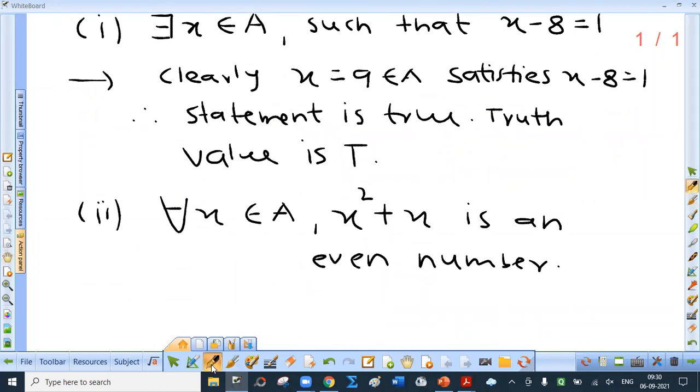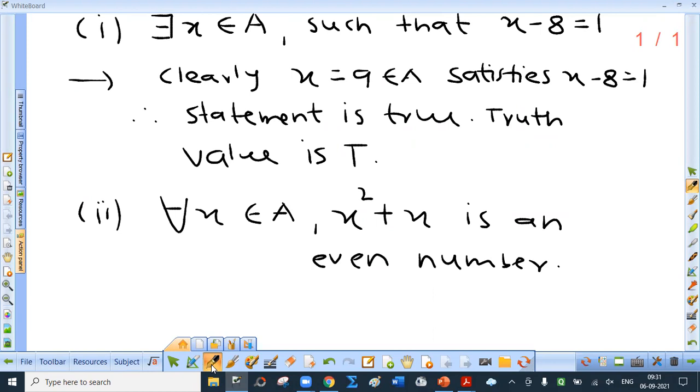You can verify. Basically, the question doesn't arise in case of an even number. But for an odd number also, you can say that take x common to get x plus 1. So an odd number immediately followed by an even number, their product is going to be an even number. I hope you are getting this.